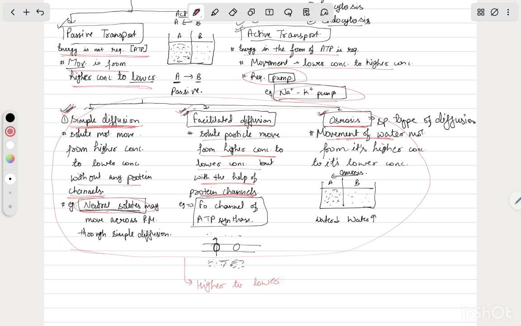In the next lecture we will be discussing the endomembrane system, that is endoplasmic reticulum, Golgi apparatus, vacuole and lysosome.